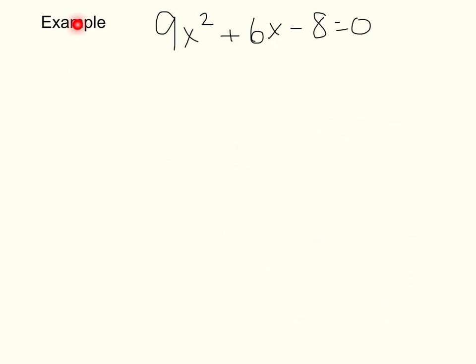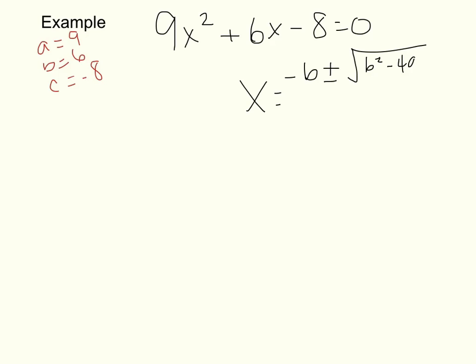Okay, so one more example. Make sure it's in standard form, which it is. And then I identify my a, which is 9, my b, which is 6, and my c, which is negative 8. And I'm going to plug that into my quadratic formula. x equals, and then remember I'm going to find my discriminant first, just so I can know what type of roots I'm going to have.